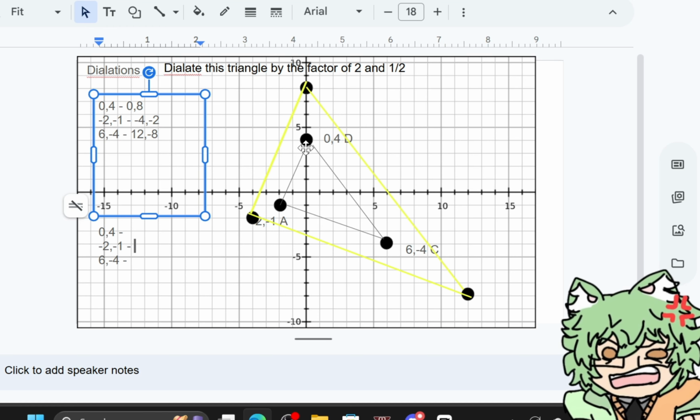Now, I will teach you how to dilate this triangle by the factor of 1/2. First, all these numbers are even.